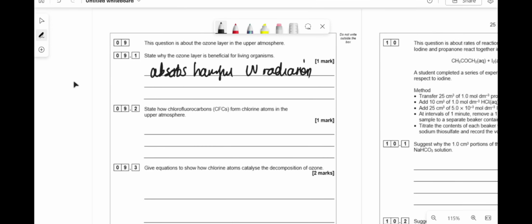Right. Suggest how chlorofluorocarbons form chlorine atoms in the upper atmosphere. So what happens is in your chlorofluorocarbons, the C-Cl bond breaks, and then it makes a chlorine radical, and it goes and does all kinds of things. So basically, what you're trying to say is that the C-Cl bond breaks. And for brownie points, you can say it breaks homolytically, meaning that each one gets an electron. Heterolytically means that one gets both the electrons in the covalent pair.